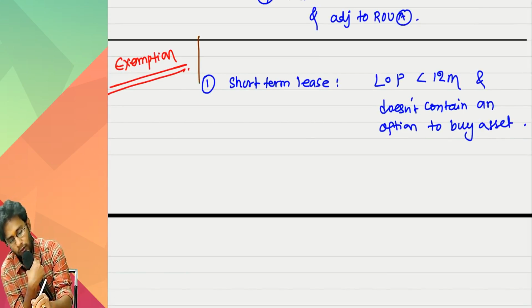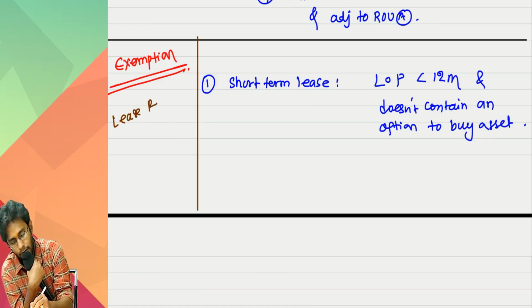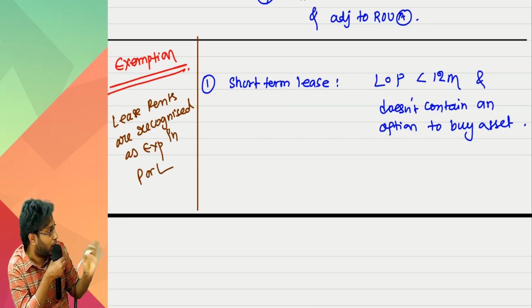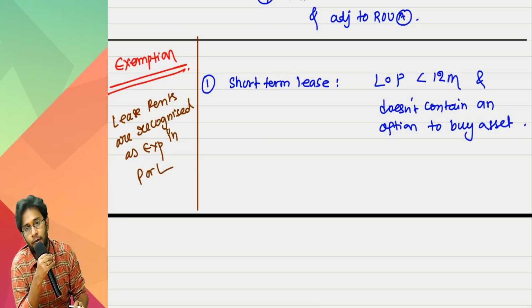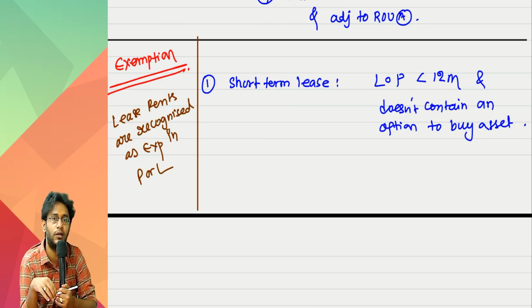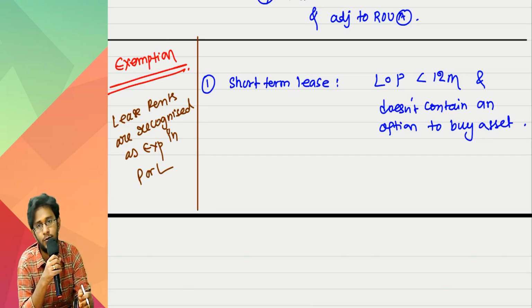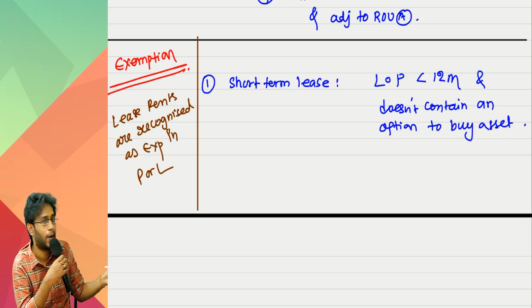So, the accounting if you claim this exemption is that lease rents are recognized as expense directly in your PRL. This will happen. And no, sir, even if it is a short-term lease, I will capitalize ROU asset account debit to lease liability. Please do. Exemption means always optional only. Exception is different, but this is exemption, definitely optional. If you want to still capitalize, do it.